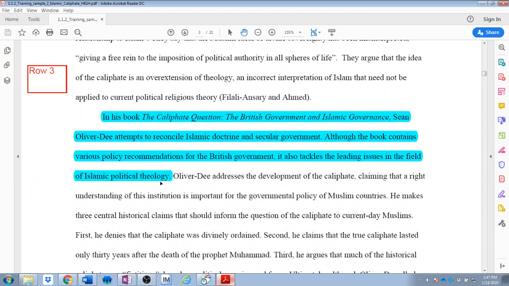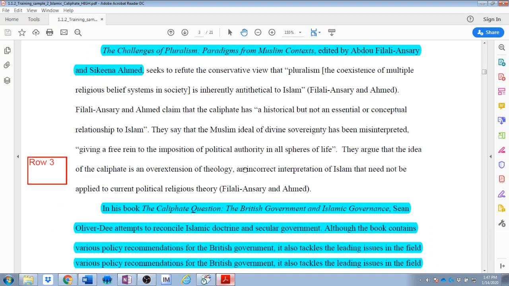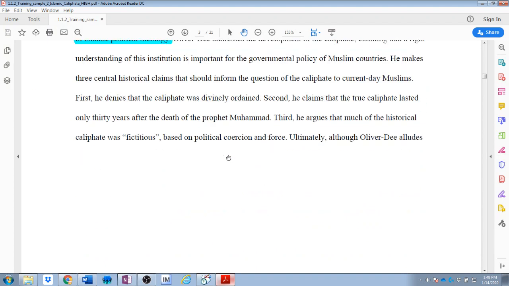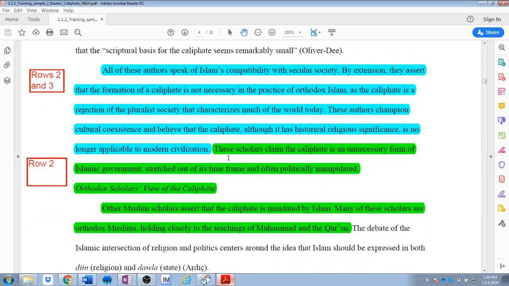Let's see what this is looking at. I think they're just showing them talking about a credible source. So I don't think there's any necessary connection back to another source directly, but I think that these two, the challenges of pluralism and the book, The Caliphate Question, they're similar because they're under that umbrella paragraph saying many scholars, right? And then down here later, it kind of talks again, all of these authors speak of Islam's compatibility with secular society, right? So they have all of these sources that are focusing on the compatibility of Islam, right, with secular notions. But then when the green starts, this is really where the conversation happens.